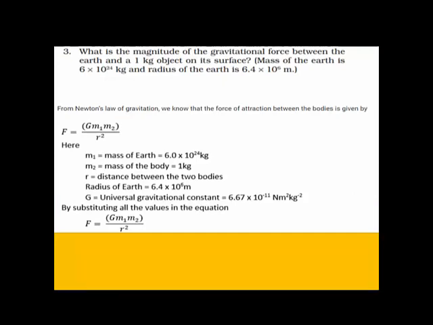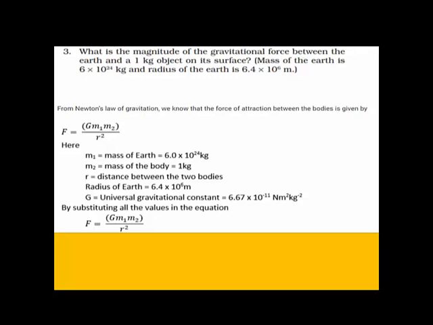Let's quickly move to the next one. Now again we have one more numerical. What is the magnitude of the gravitational force between the earth and a 1 kg object on its surface? Which means what is asked? He is asking the gravitational force. Again, you know the formula for the force. What are the two objects here? One is the earth, another one is a 1 kg object.